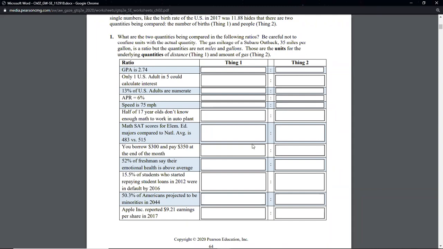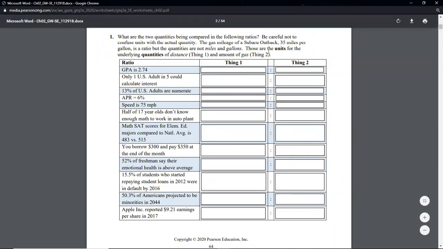So what are two quantities being compared in the following ratios? Be careful not to confuse units with the actual quantity. Now, I am actually okay here if someone used the units instead of the quantity. I don't really see a problem with that. So they say the gas mileage of a Subaru Outback, 35 miles per gallon, is a ratio, but the quantities are not miles and gallons. They're actually distance and gas. Because miles is a type of distance, gallons is an amount of gas.